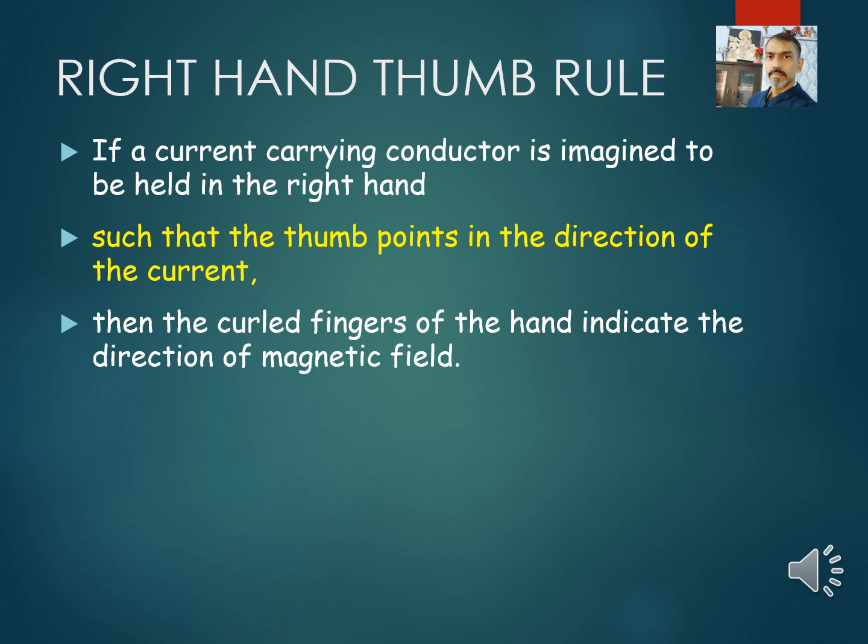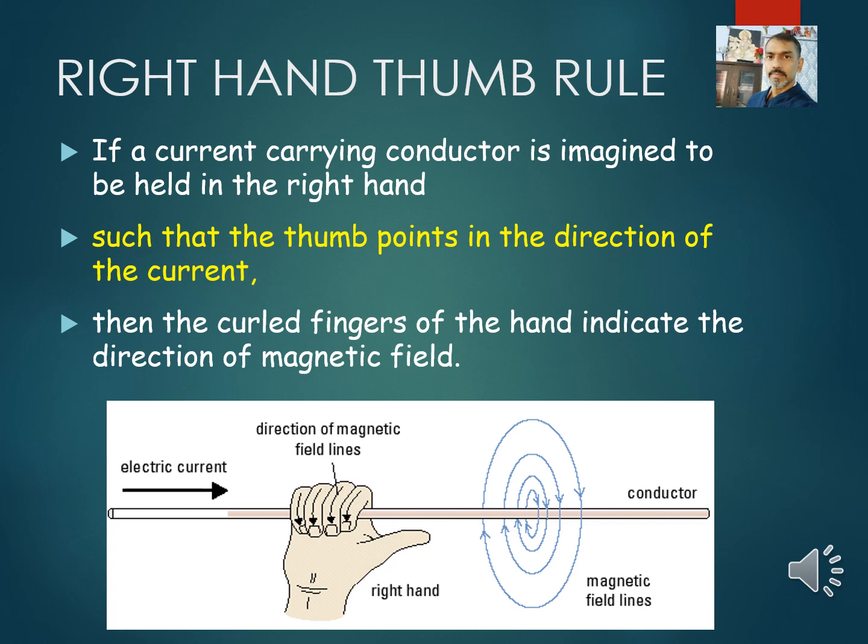A convenient way of finding the direction of magnetic field associated with a straight current carrying conductor is given by the right-hand rule. Imagine that you are holding a current carrying straight conductor in your right hand, such that the thumb points towards the direction of current. Then your fingers will wrap around the conductor in the direction of the field lines of the magnetic field, as shown in figure.